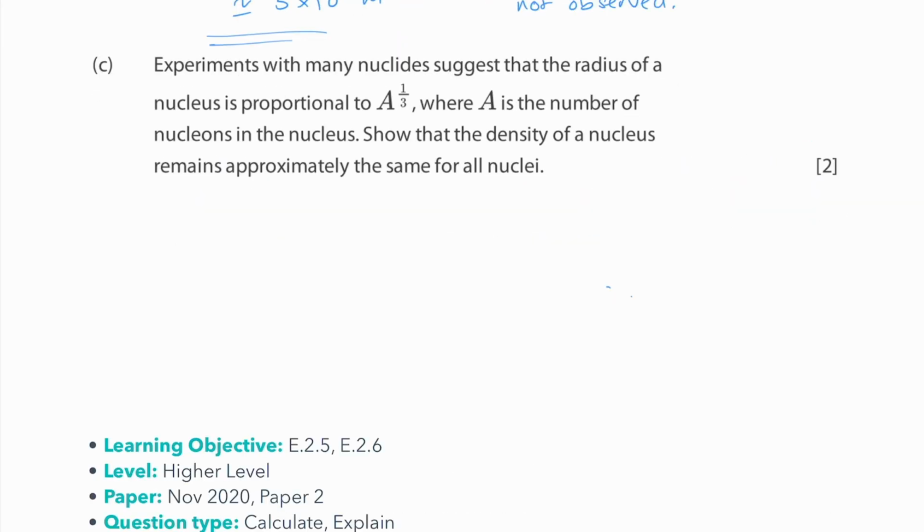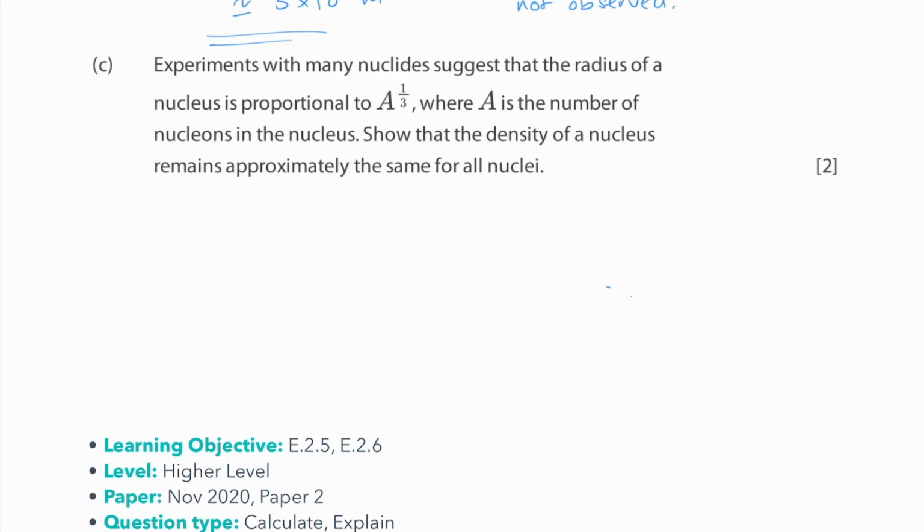C. Experiments with many nuclides suggest that the radius of a nucleus is proportional to A to the power of a third, where A is the number of nucleons in the nucleus. Show that the density of a nucleus remains approximately the same for all nuclei. This was actually proved in E2.